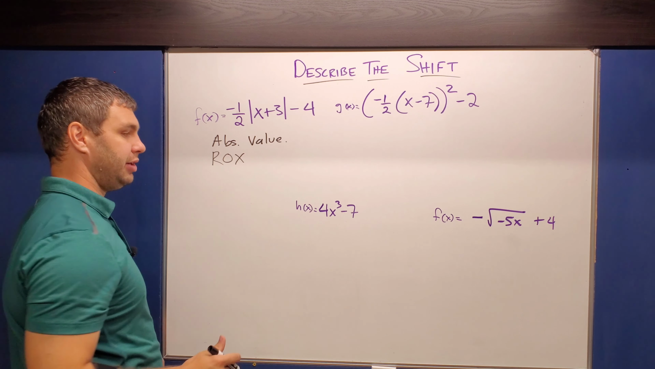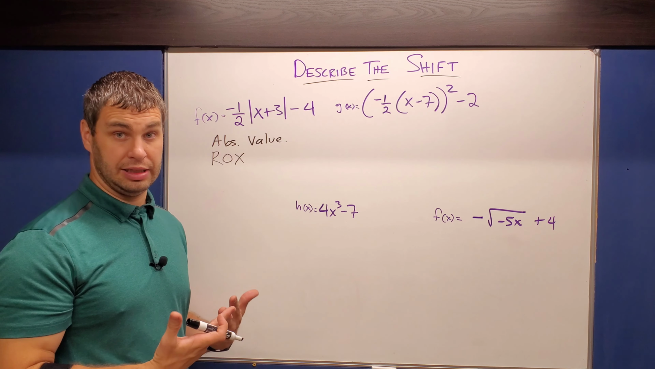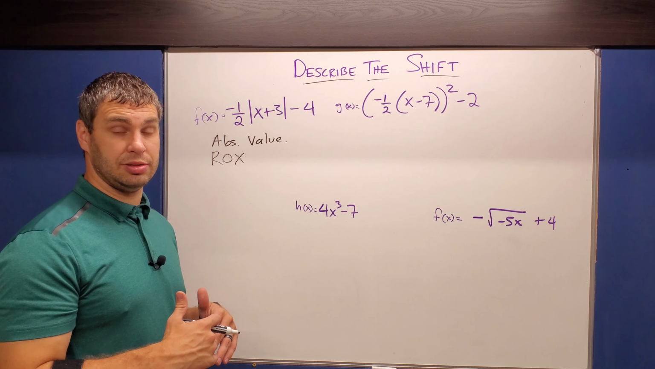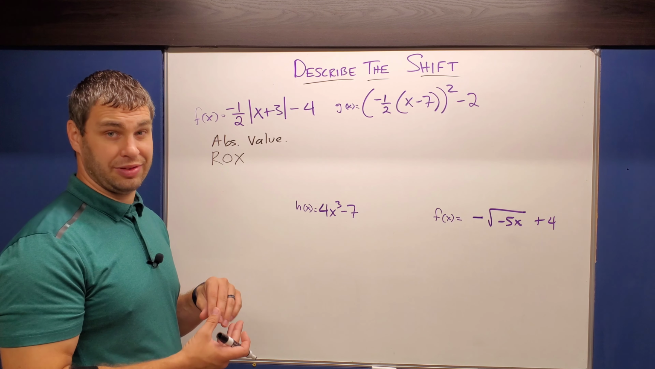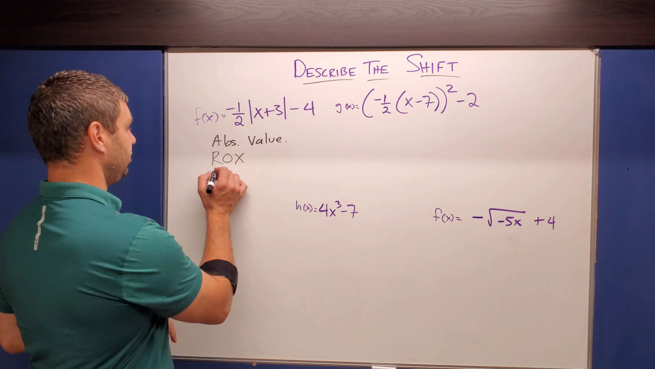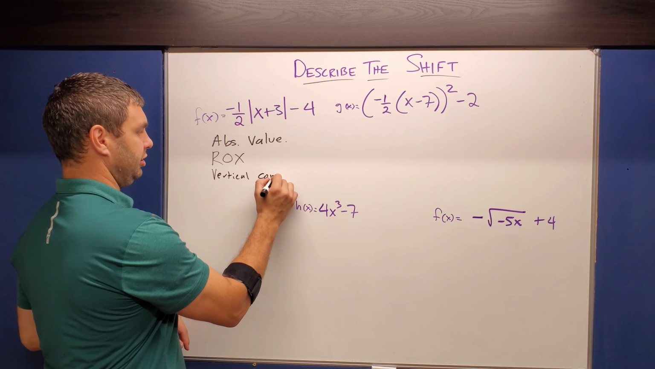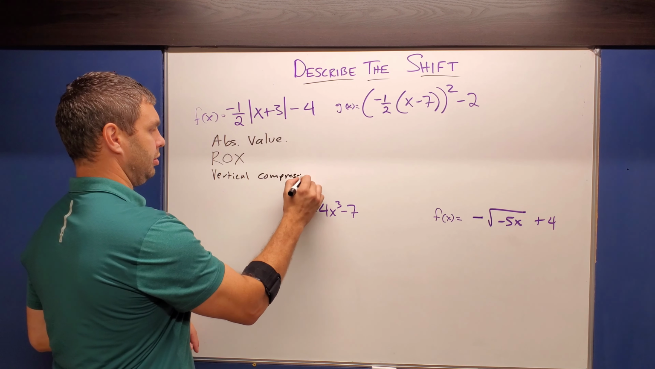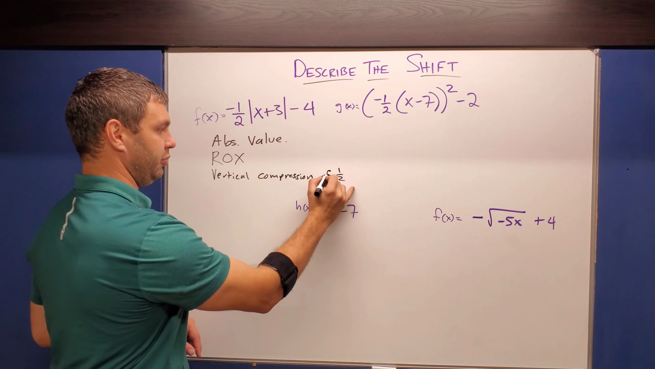The 1/2 out front, whenever there's a number in front of your function, it's going to affect it vertically. If that number is smaller than 1, it's going to be a vertical shrink or a vertical compression, you might say. If that number is bigger than 1, it's going to be a vertical stretch. This is smaller than 1, it's 1/2, so it's going to be a vertical compression. And then I like to say of whatever number it is, in this case of 1/2.